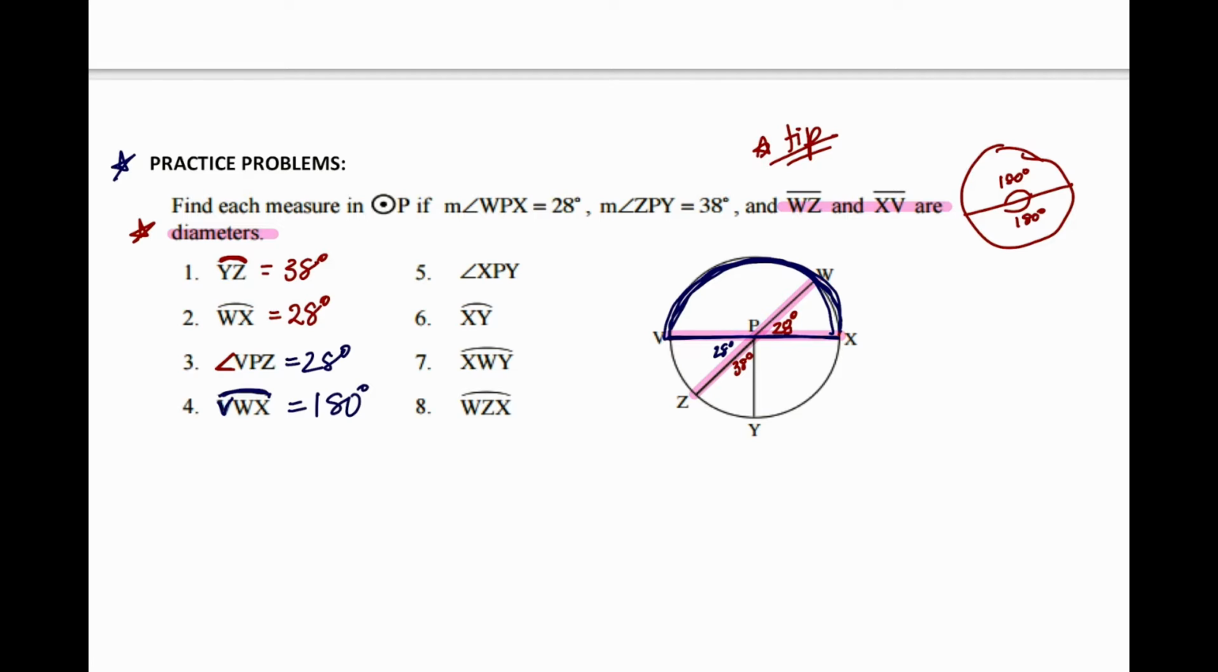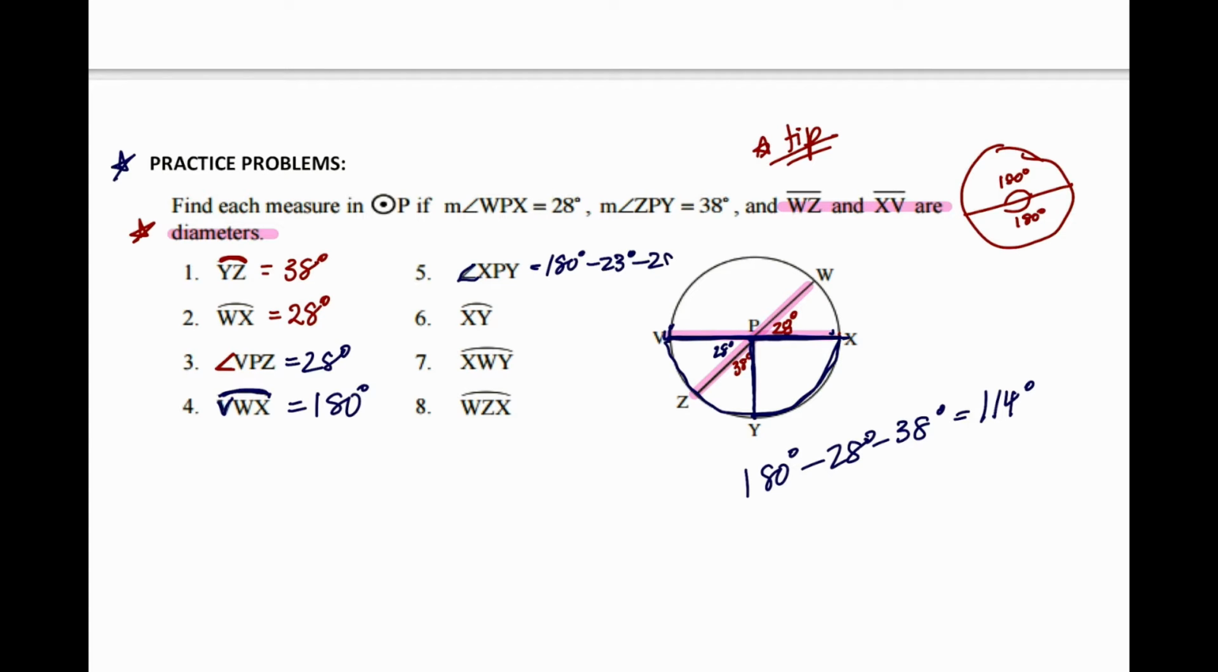Then the next part. I'm going to erase this so that it's easier for you to see. We got angle XPY. XPY is going to be this one. And we're going to have to calculate that. Just because it looks like it's 90 degrees doesn't mean it is. I'm going to do 180 because this whole thing is half of a circle. So 180 minus 28 minus 38 degrees. You should get 114 degrees. So we're subtracting it. That's 114 degrees.